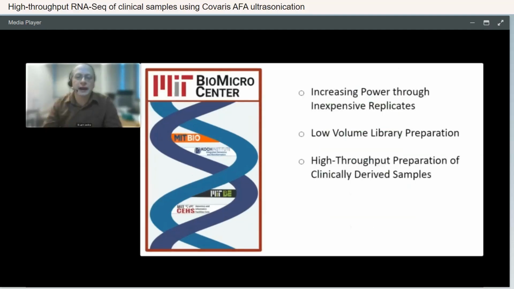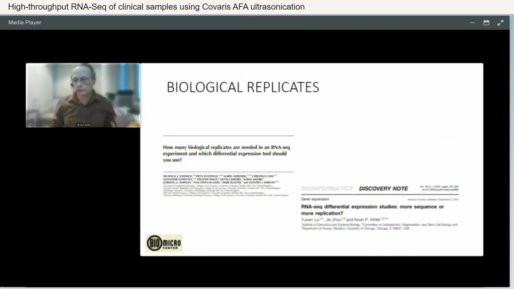I'll talk about how we are able to increase the power of NGS experiments using inexpensive replicates, and how we've been able to do this using low-volume library preparation. And then finally, how we've been able to use the Covaris sonicator to enable us to do high-throughput preparations of clinically derived samples.